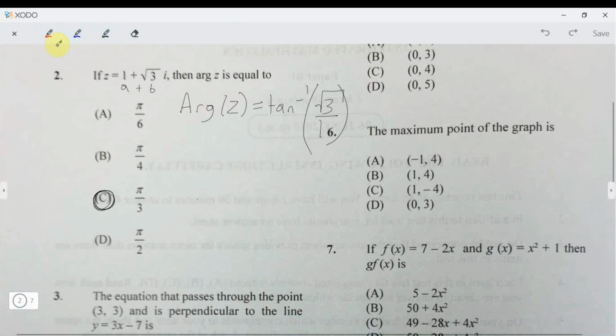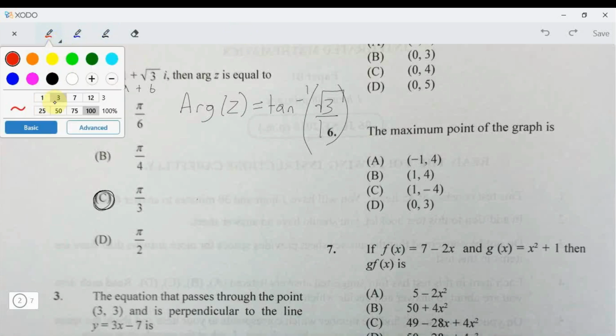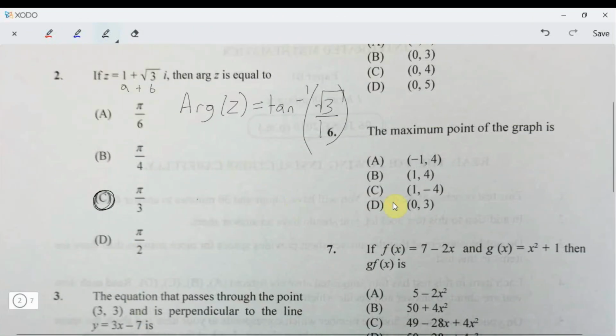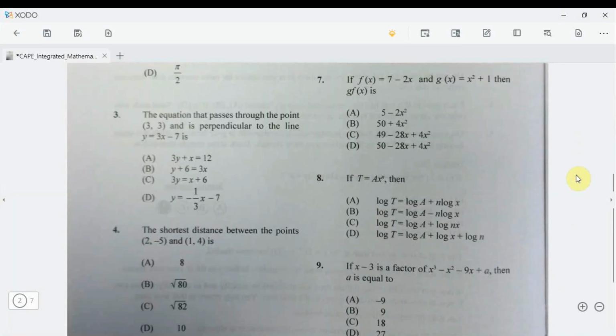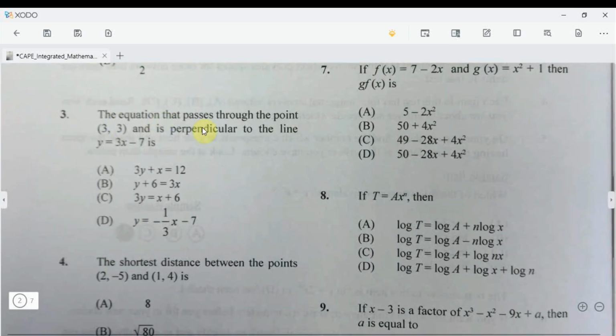Let me just increase the font size a bit. Now, the next question, question number 3. Let's scroll out and move down to it. Number 3, it says the equation that passes through the point 3, 3 and is perpendicular to the line y equal 3x minus 7 is.